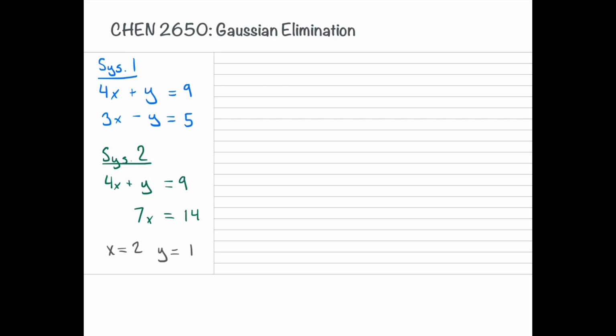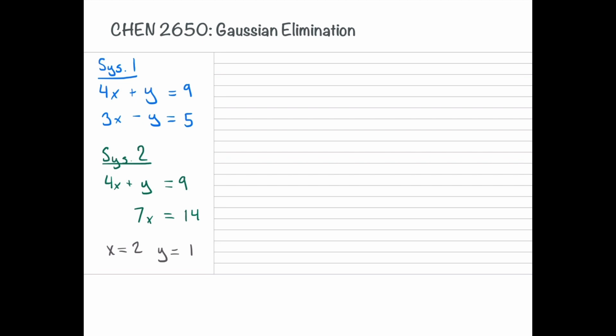Gaussian elimination provides us with tools that allow us to transform one system of equations into another that is simpler in its form and easier to find its solution, but is guaranteed to have the same solution as the original system of equations. As our first motivation, I want to show you how we could transform system 1 into system 2 with some simple manipulations.